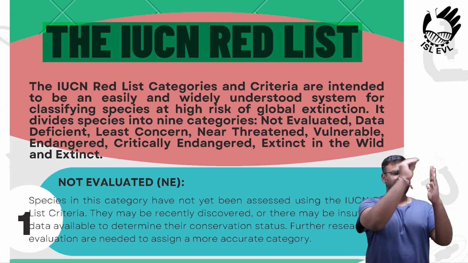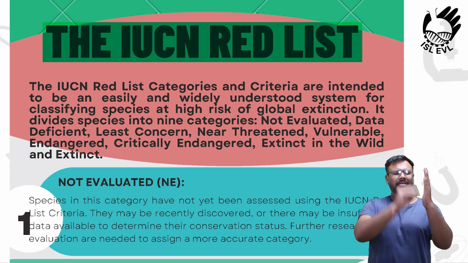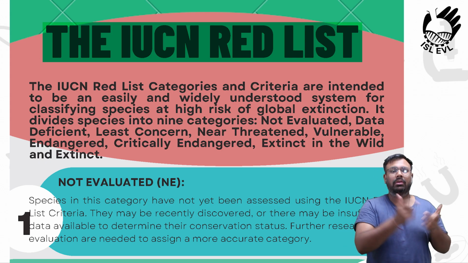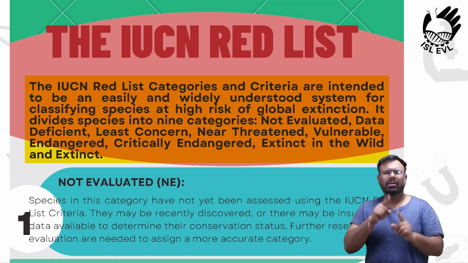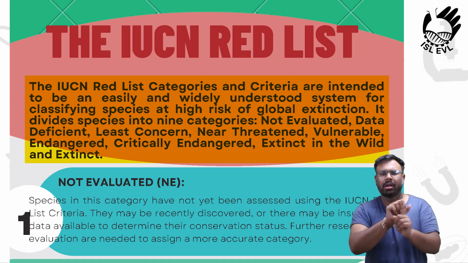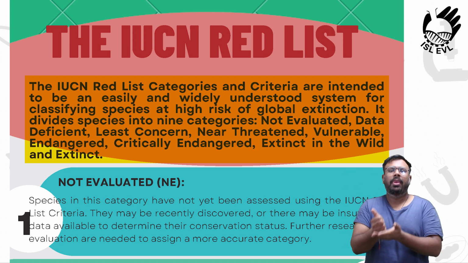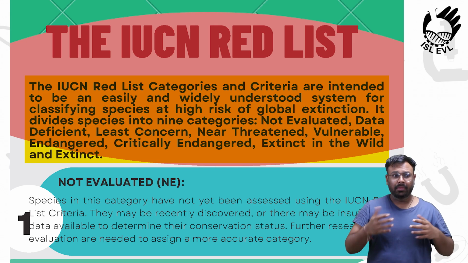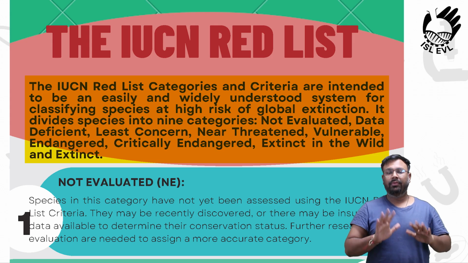The IUCN Red List. The IUCN Red List categories and criteria are intended to be an easily and widely understood system for classifying species at high risk of global extinction. It divides species into 9 categories.